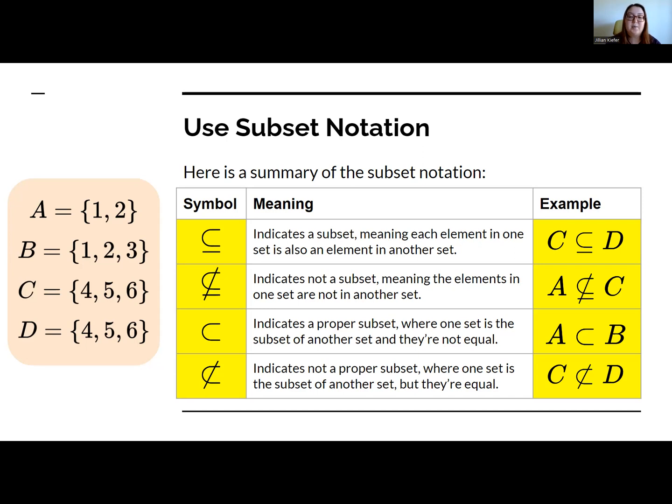And lastly, we have not a proper subset, where one set is the subset of the other, but they're going to be equal.